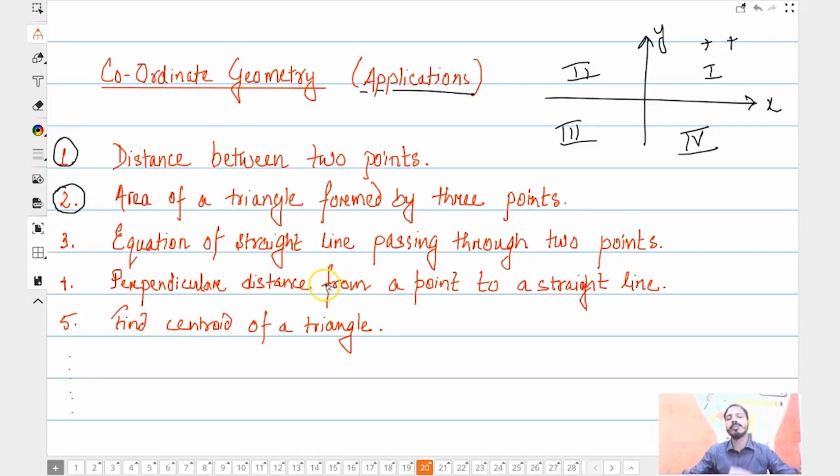So for example, distance between 2 points. Area of the triangle formed by 3 points. Equation of a straight line passing through 2 points. Perpendicular distance from a point to a straight line. So suppose you have a straight line and you know the equation of this straight line and you have a point, say x and y. What is the perpendicular distance of this? You can find this out. Also find out the centroid of a triangle, and there are numerous applications. So these are the applications that I will be taking in this class today. So let me show you.